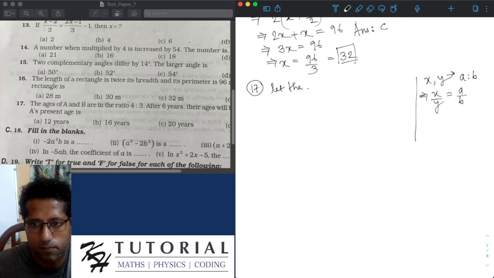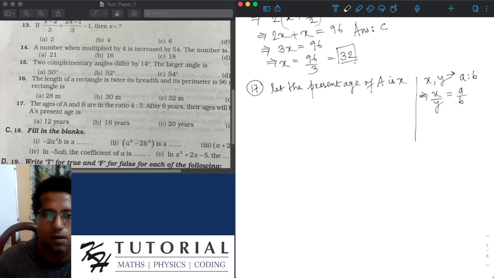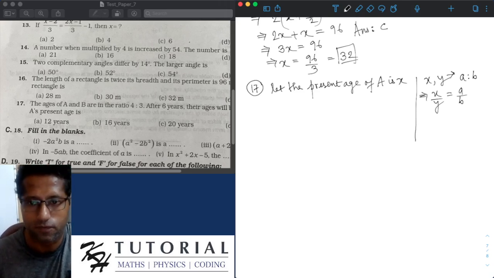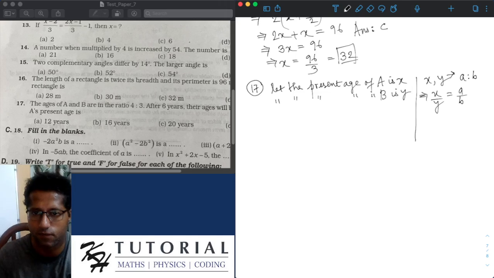Let the present age of A be x. It is given that the present ages of A and B are in the ratio 4:3. So from this fact, let the present age of B be y. We can easily find y in terms of x.